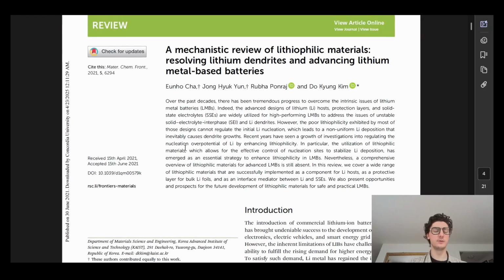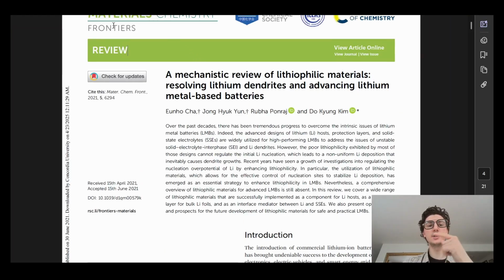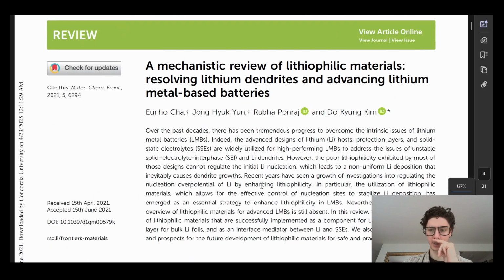So in a review, most of the time, reviews don't do their own experiments. They read and collect a bunch of information from other articles posted online and then try to summarize it and show it to you. It's kind of like a trailer of a bunch of different articles. So this one is actually quite interesting. We're going to start off by reading the abstract here.